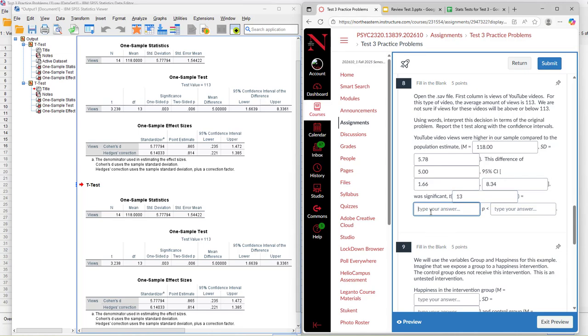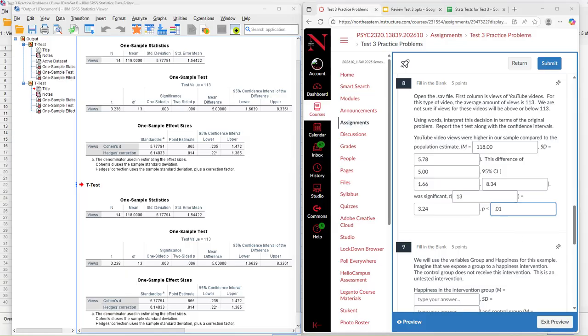Our value for T is 3.24. You see that the 13 is there. The 3.24 is right there. And our p-value, we said we were doing a two-tail. It's 0.006. So the closest we do it by is 0.05, 0.01, or 0.001. This one is going to be under 0.01. And then, yeah, that's it for that one.